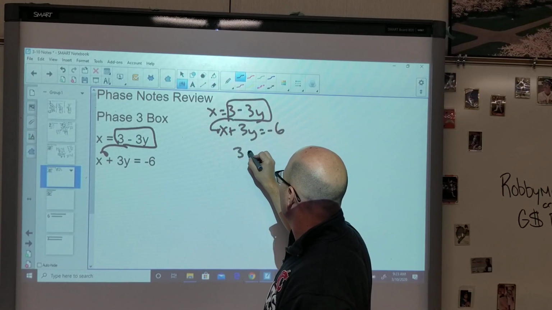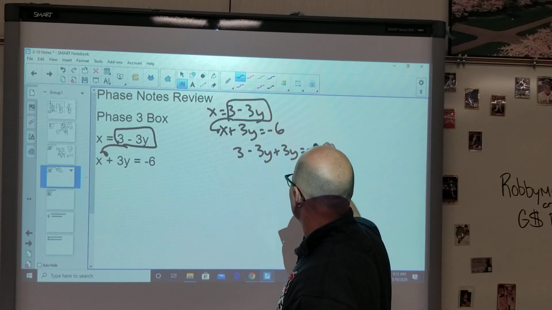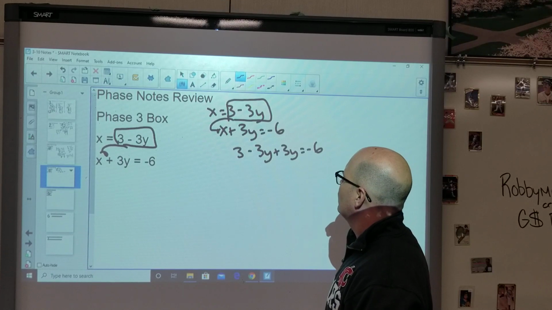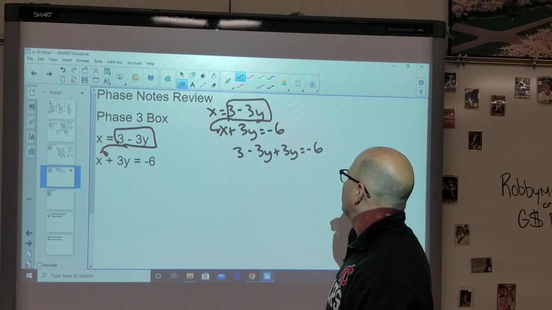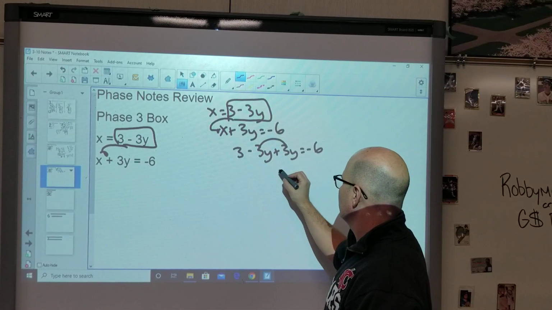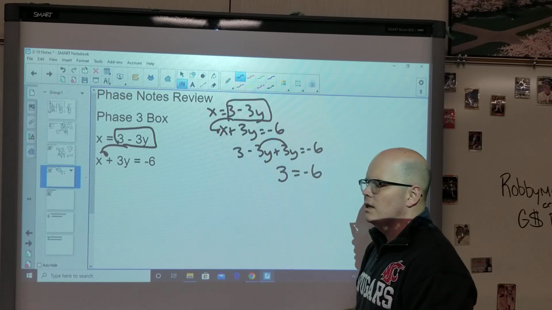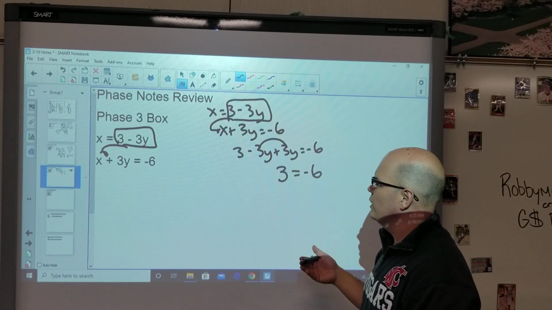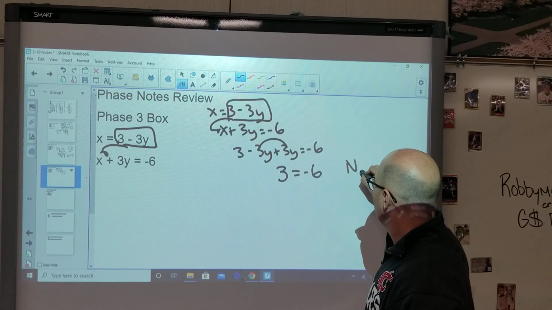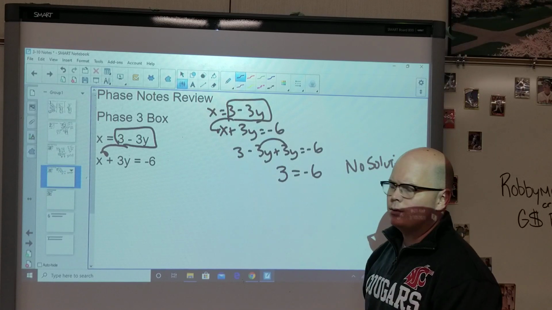So I've got 3 minus 3y plus 3y equals negative 6. Okay, now I'm going to combine my like terms. I have negative 3y and positive 3y, which is 0, so that goes away. And I have 3 equals negative 6. Now, if I have 3 equals negative 6, what does that tell me? It tells me there is no solution because that is not possible, okay?